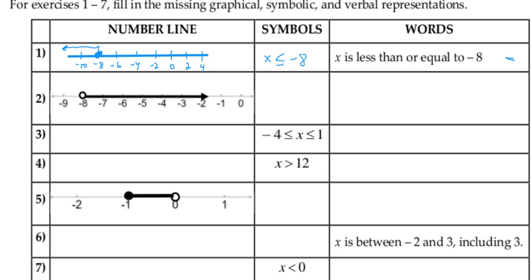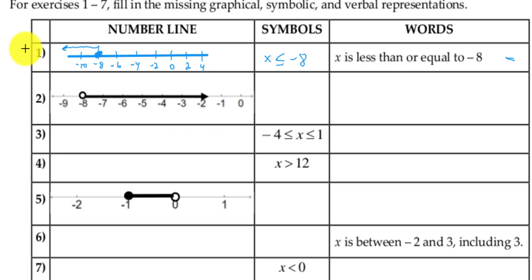Okay? For this next problem, we're going to first write what we see in symbols. They give us the number line. Unlike problem 1, they gave us words. Problem 2, they don't give us the words or symbols, but we have to be able to develop the symbols and words from the picture. So it looks like x is greater than -8.